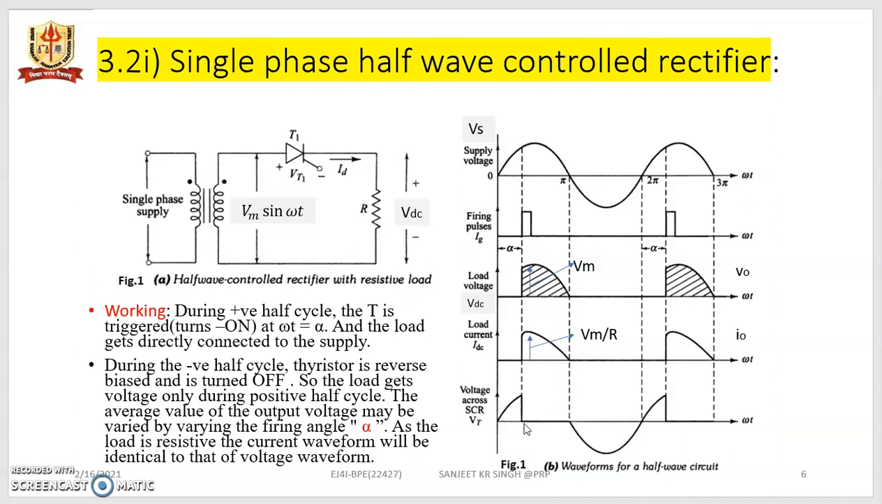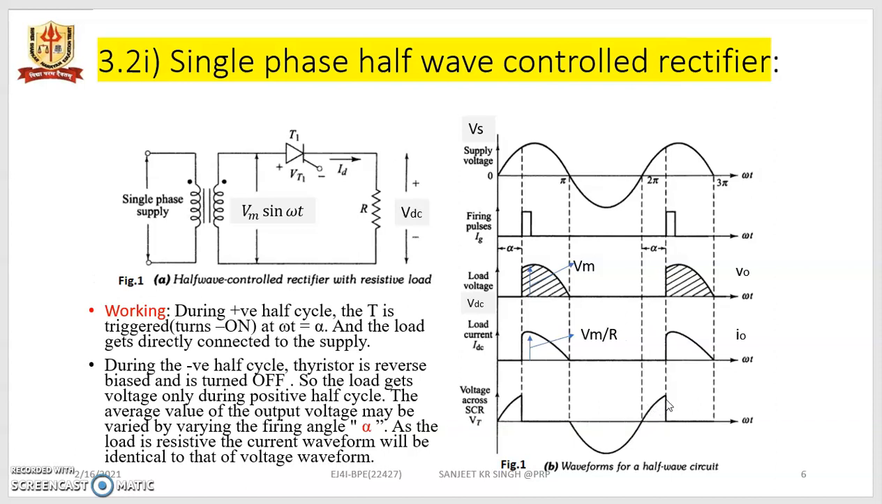And when the SCR is turned on, the voltage drop across the SCR is ideally 0, and when it reaches pi, that is 180 degrees, due to this negative voltage or reverse biasing of this thyristor, anode side negative and cathode side positive, it is turned off naturally by line commutation. So this is the reverse voltage that gets supplied across the SCR.